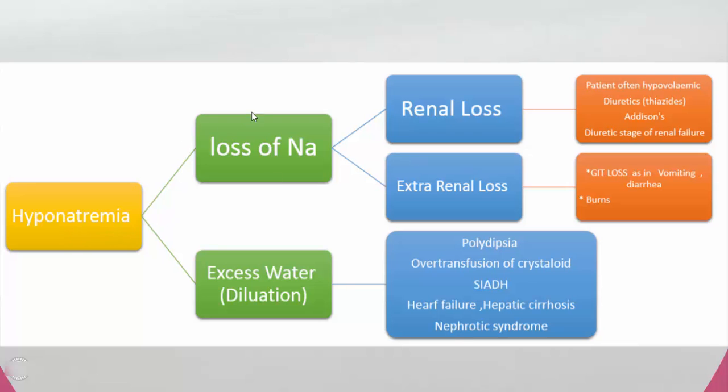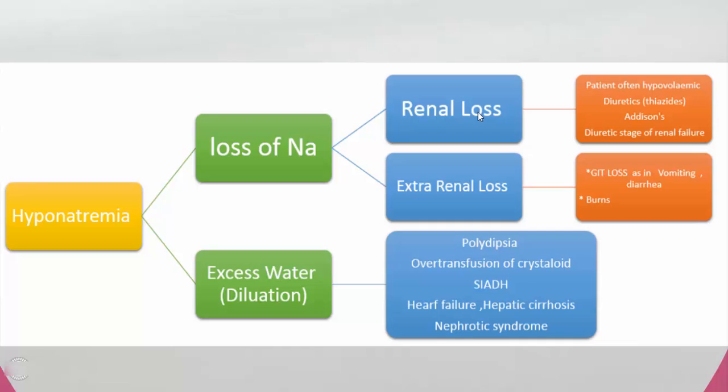Hyponatremia may be either loss of sodium or excess water causing dilution of the sodium already present in the blood. The loss of sodium may be through renal loss or extrarenal loss. Extrarenal loss means GIT loss, as in vomiting and diarrhea, or in burns. On the other hand, in renal loss, the patient is often hypovolemic, and we use diuretics, especially thiazides, or in the diuretic stage of renal failure or Addison disease. The loss of sodium in the urine will be more, causing hyponatremia.